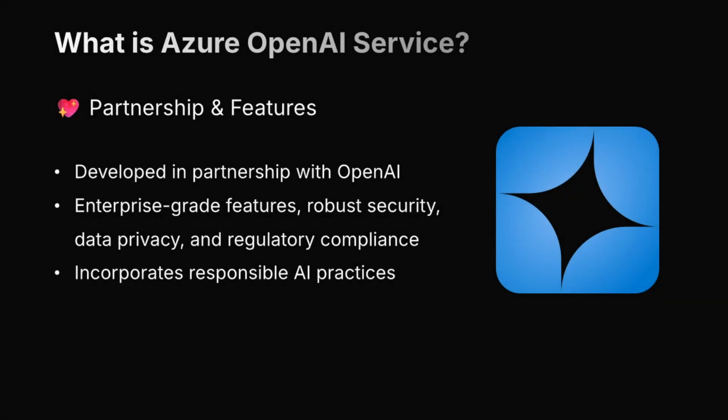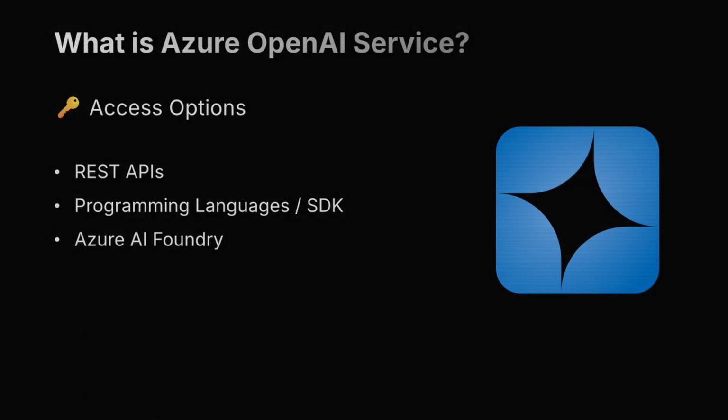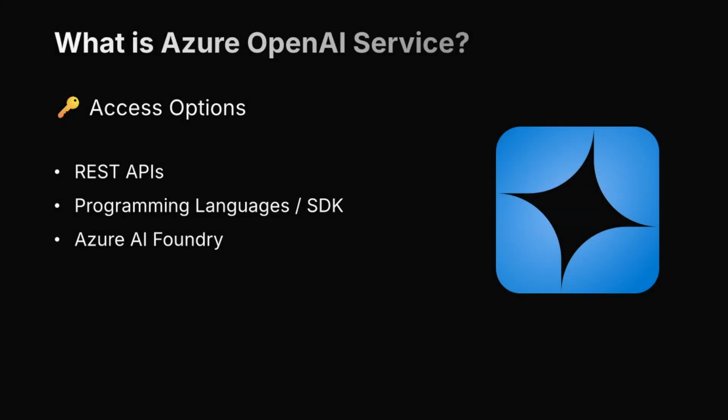Developed in partnership between Microsoft and OpenAI, the service provides enterprise-grade features including robust security, data privacy, and compliance with regulations. It also incorporates responsible AI practices. The AI models offered can be adapted to various tasks, including content generation, summarization, image understanding, semantic search, and natural language to code translation. We can access this service through REST APIs, programming languages, SDKs, or the Azure AI Foundry.